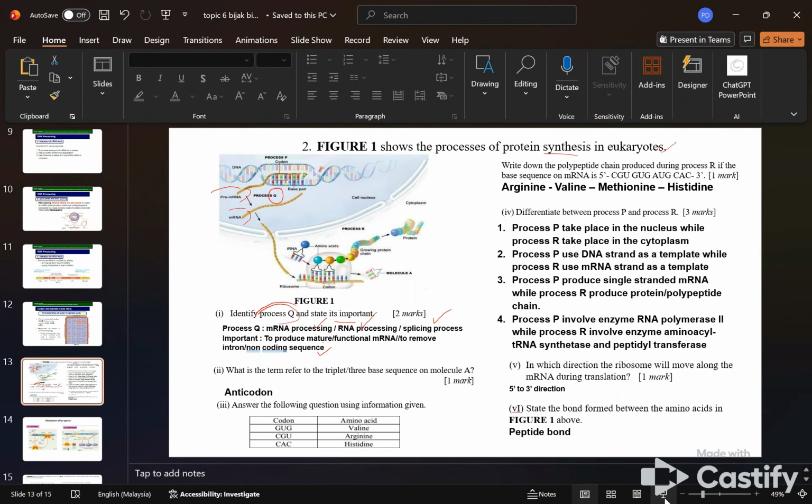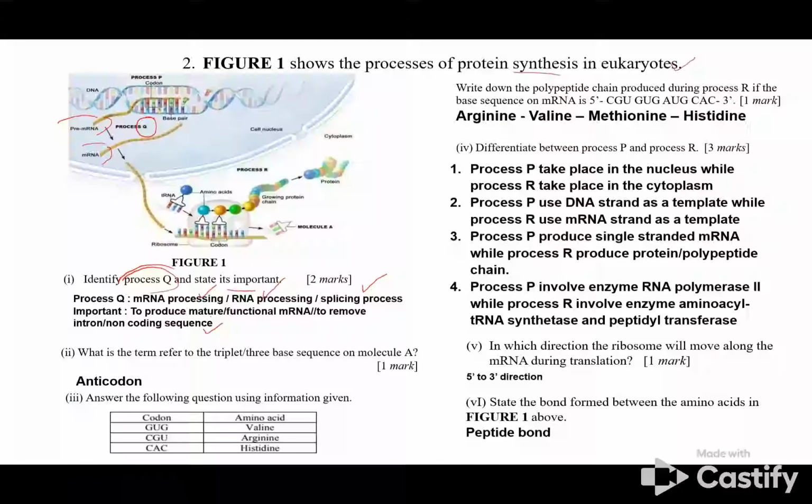Let us move to question number 2. State the term referred to by molecule A. So what is molecule A? Over here, always refer to the figure. This is tRNA, reflecting the three bases. Practice underlining the keywords when you read. So it refers to the anticodon.